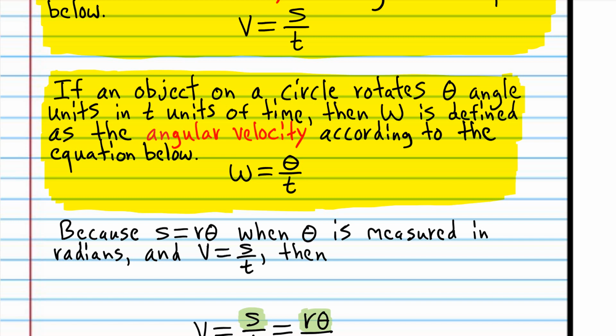And in all the problems that we're going to be doing, we need to use radians. Generally speaking, you don't use degrees with any of these types of problems that we're doing today, for various reasons. So if an object on a circle rotates theta angle units in t units of time, then omega is defined as the angular velocity according to this equation.